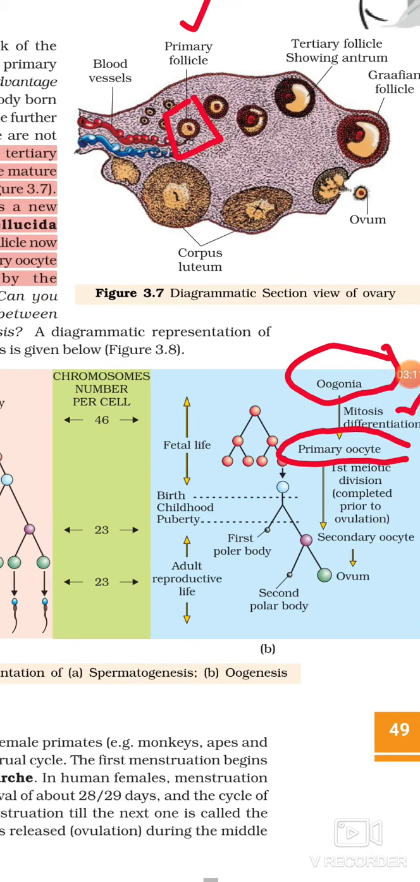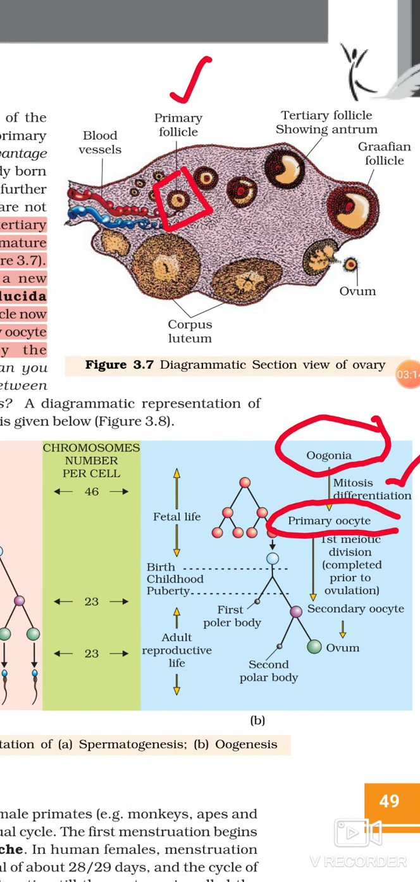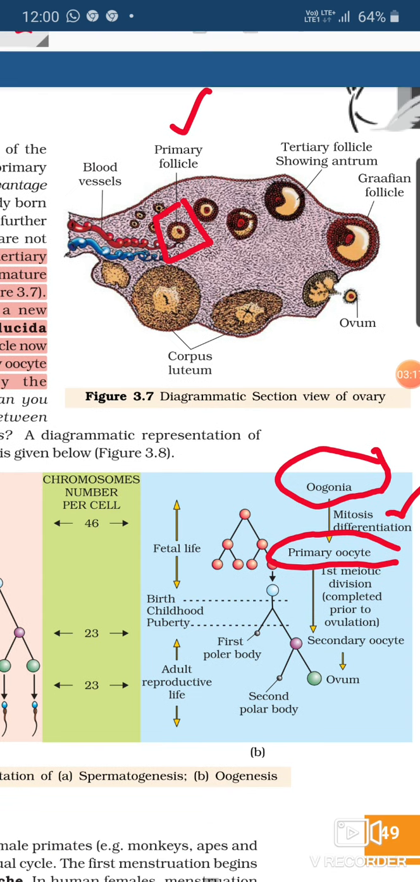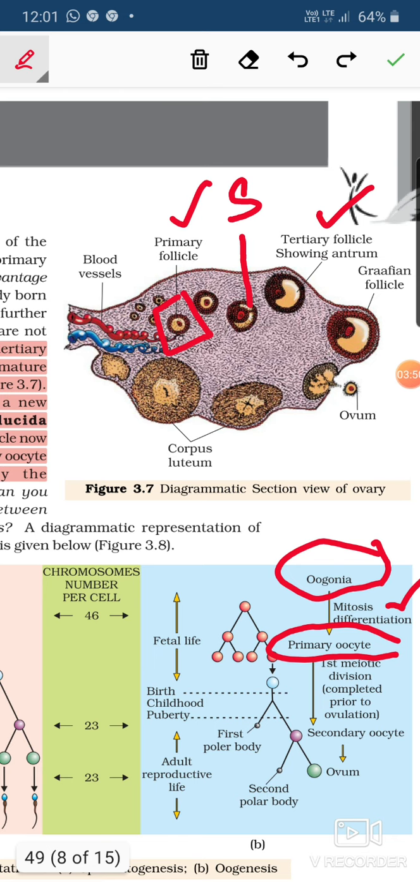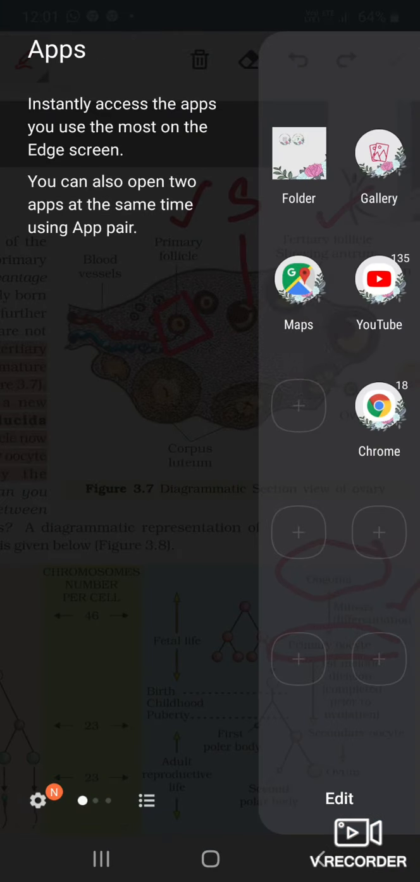Now during this stage, the primary follicles get converted into secondary follicles. This is a secondary follicle, and the secondary follicle will form the tertiary follicle. The tertiary follicle has a structure like this. It is covered with a layer of granulosa cells, and inside it has a fluid-filled cavity known as the antrum, around which there is a layer of granulosa cells. This is called the tertiary follicle. The tertiary follicle gets converted into the Graafian follicle.